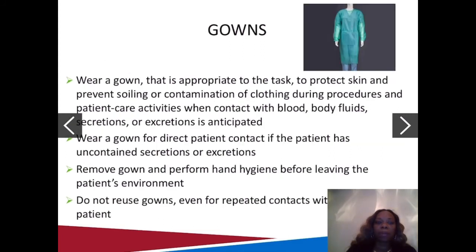You want to wear a gown that is appropriate to the task to protect the skin and prevent soiling or contamination of your clothes during procedures or patient care activities. You want to wear a gown for direct patient contact if the patient has uncontained secretions or excretions. You want to remove your gown and perform hand hygiene before you're leaving that patient's environment. And you do not want to reuse gowns even for repeated contact with the same patient.